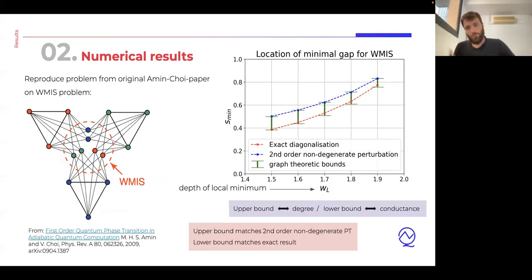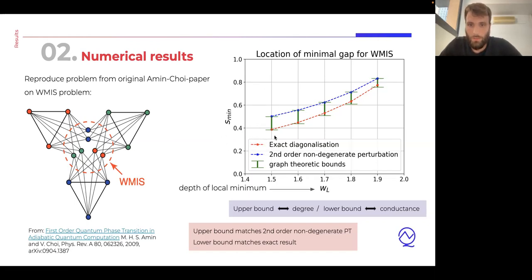This was a very simple toy problem that we constructed. We also compared to the problem that Amin and Choi investigated in their paper, namely this weighted minimum independent set problem. It's basically the same experiment, right? We construct a Hamiltonian that encodes this optimization problem, finding the weighted minimum independent set, interpolate, and look where the minimal spectral gap is.